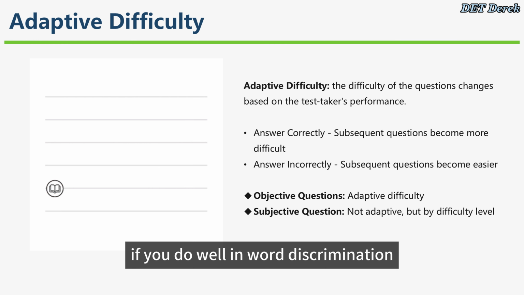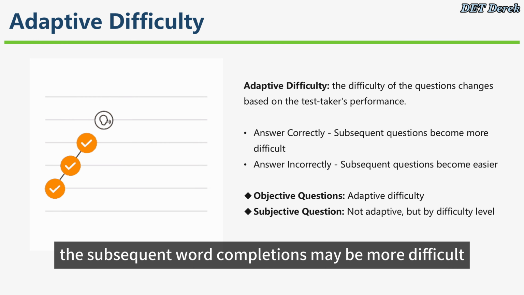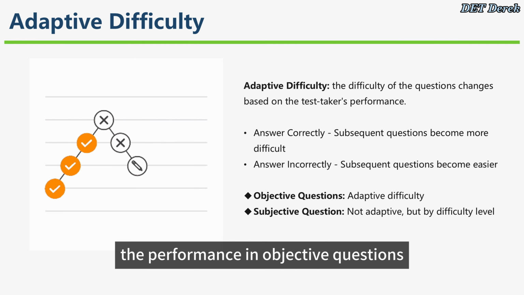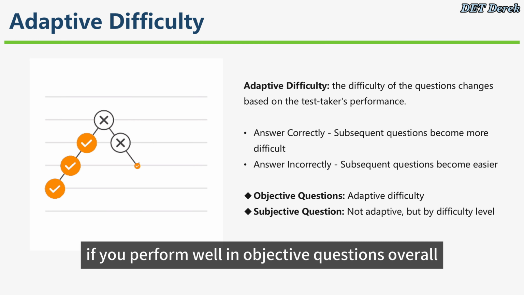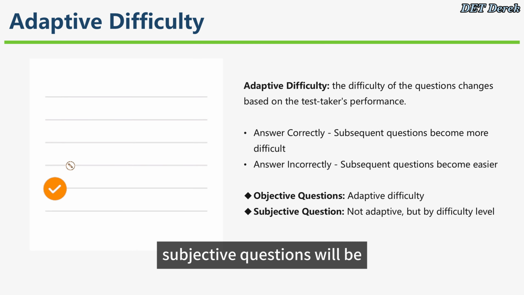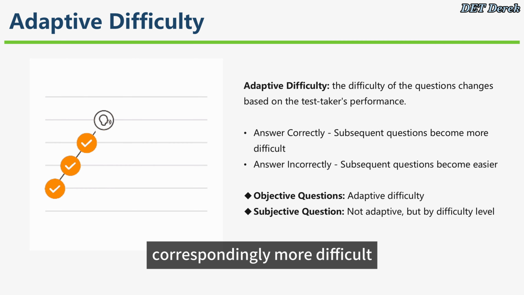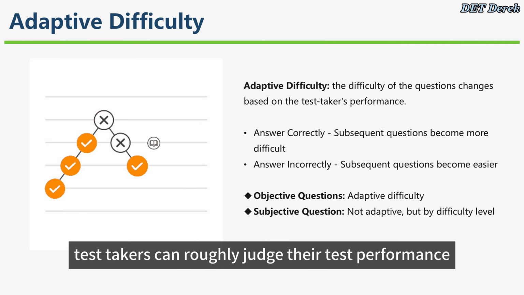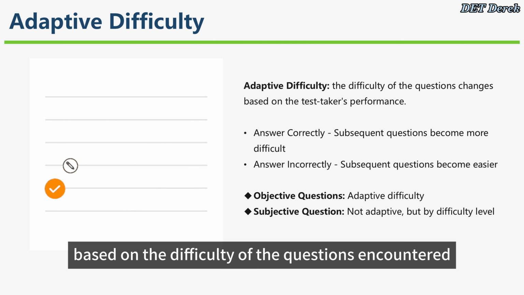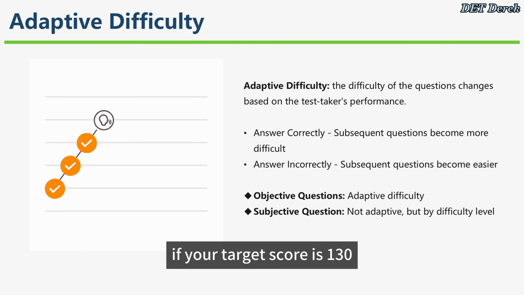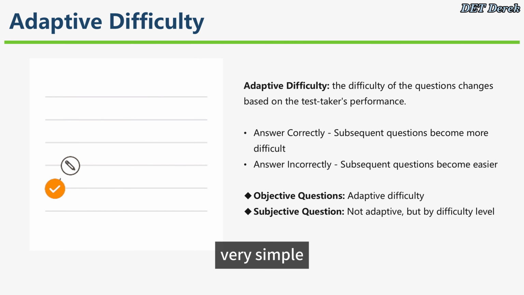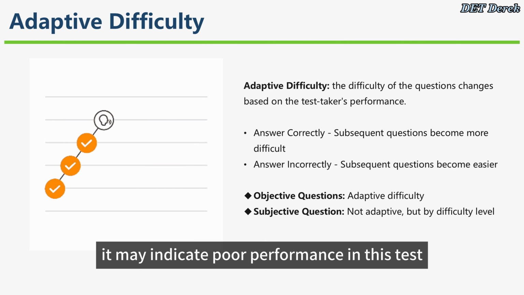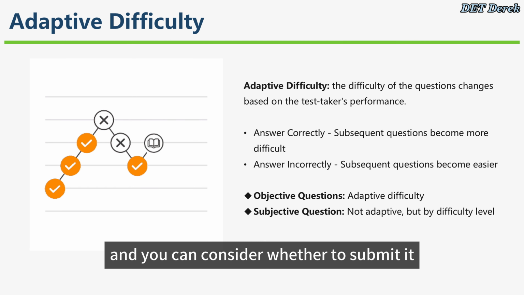If you do well in word discrimination, the subsequent word completions may be more difficult. The performance in objective questions also affects the difficulty of subjective questions. If you perform well in objective questions overall, subjective questions will be correspondingly more difficult. Therefore, test takers can roughly judge their test performance based on the difficulty of the questions encountered. If your target score is 130 but the objective questions you encounter are very simple, it may indicate poor performance in this test, and you can consider whether to submit it.